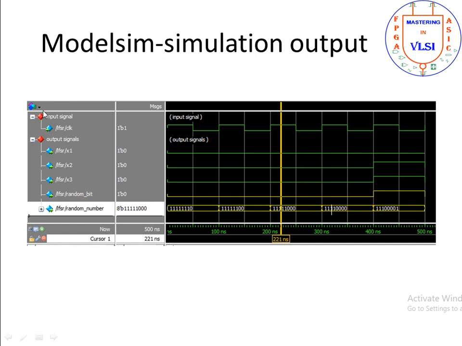In the simulation output, all the inputs as well as the outputs are grouped in the ModelSim software. The x1, x2, x3 are all grouped, and this is the random bit. The yellow color shows the bits. Based upon these values, the output bits also change and are represented here.